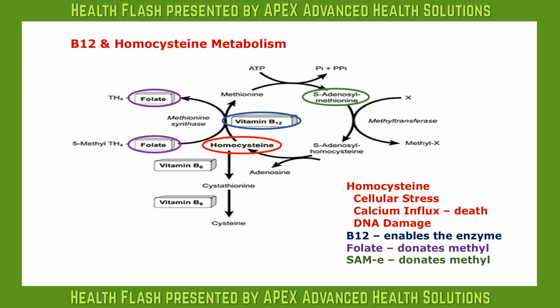So with folate donating a methyl group, B12 working as a coenzyme, and SAMe also donating a methyl group, along with B6, folic acid, and B12 are the things that you want to take if you have a high homocysteine level.